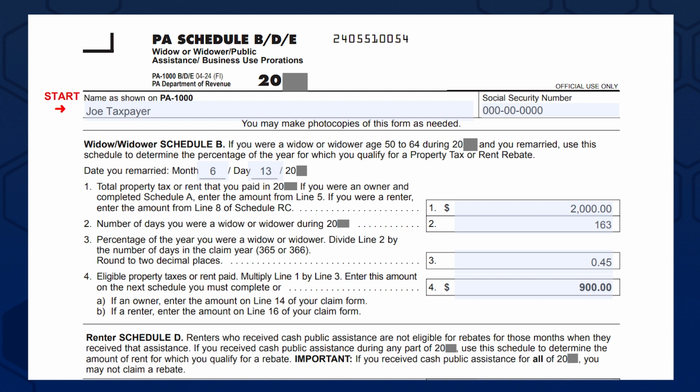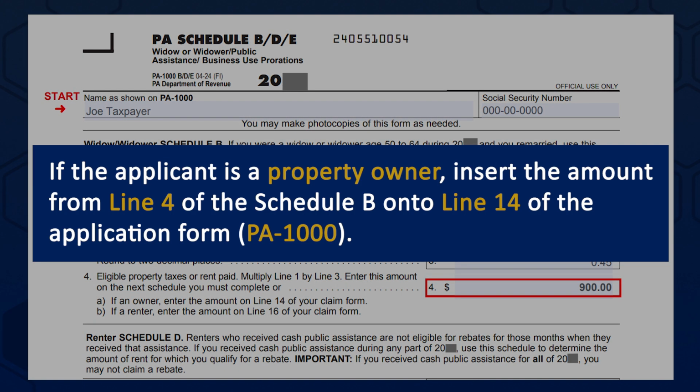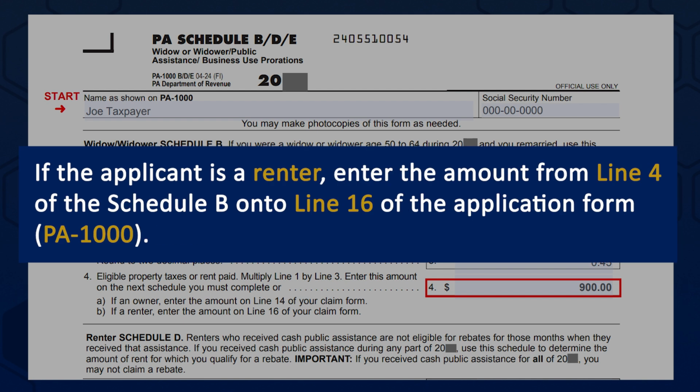Once all the lines of the PA-1000 Schedule B have been completed, you will need to carry the figure from line 4 over to the PA-1000 application form. If the applicant is a property owner, insert the amount from line 4 of the Schedule B onto line 14 of the application form. If the applicant is a renter, enter the amount from line 4 of the Schedule B onto line 16 of the application form.